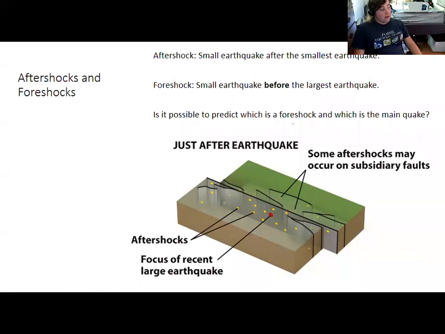Now, is it possible to figure out which one is the foreshock before the whole sequence of earthquakes is done?